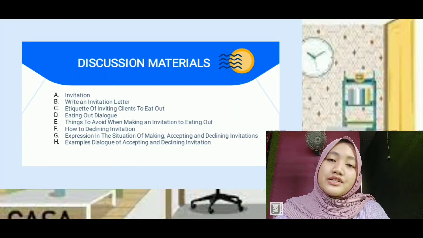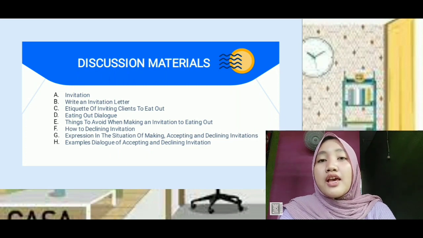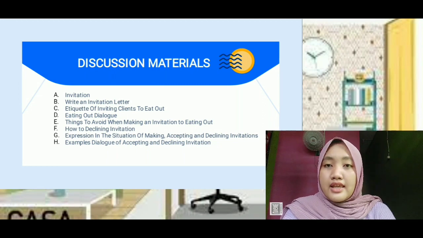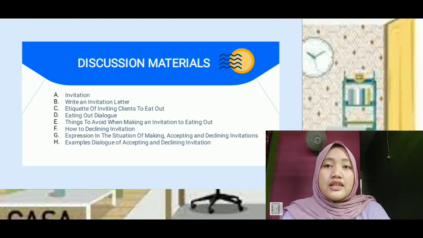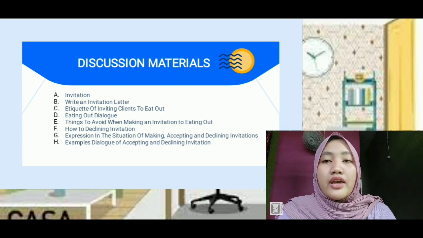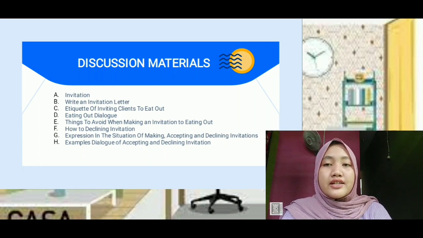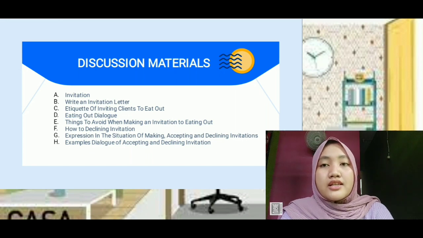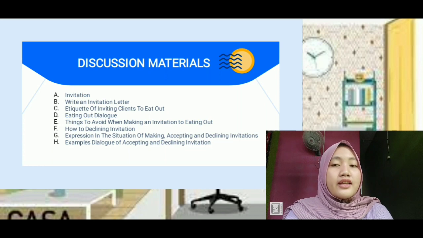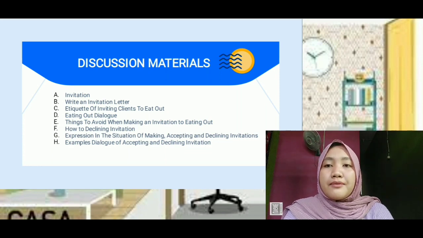The topic we will discuss today are A. Invitation, B. Write an invitation letter, C. Etiquette of inviting clients to eat out, D. Eating out dialogue, E. Things to avoid when making an invitation to eat out, F. How to decline an invitation, G. Expression in the situation of making, accepting, and declining invitation, H. Example dialogue of accepting and declining invitation.